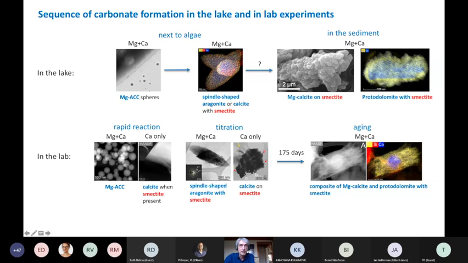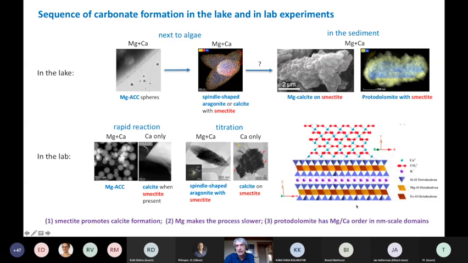A slightly slower procedure was the titration, which could be matched with these spindle things. We ended up with the same spindles in a magnesium-bearing solution. Again, if there was only calcium in the solution, we jumped immediately to calcite. Here, the correspondence between lake and experiment is not perfect because we couldn't make these magnesium-bearing calcites yet, but we ended up with this protodolomite with a calcite core. So this is the takeaway message: smectite helps a lot in making calcite.